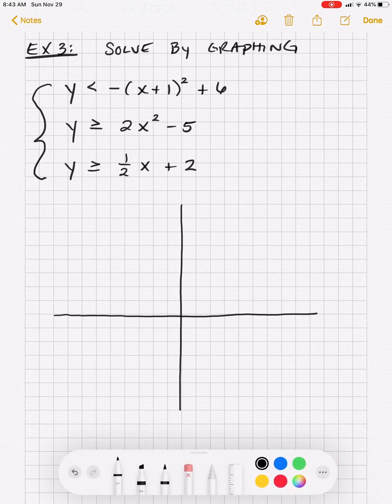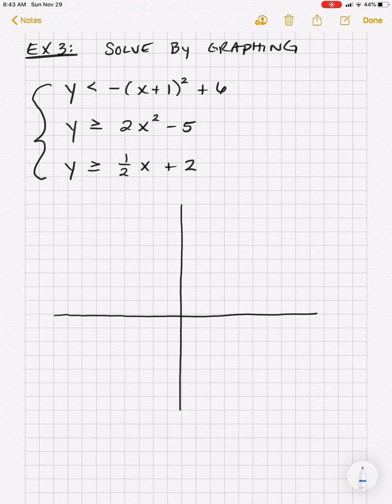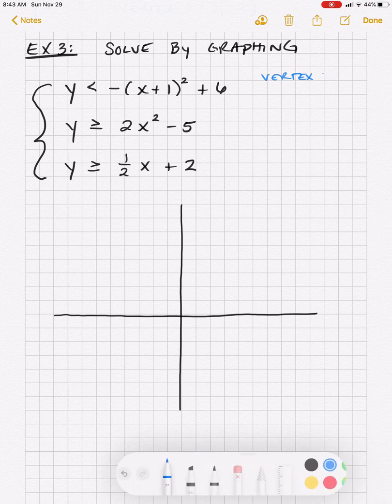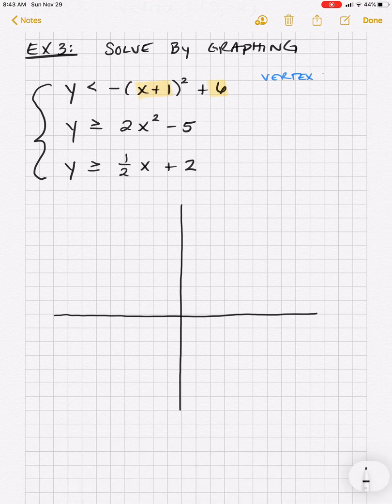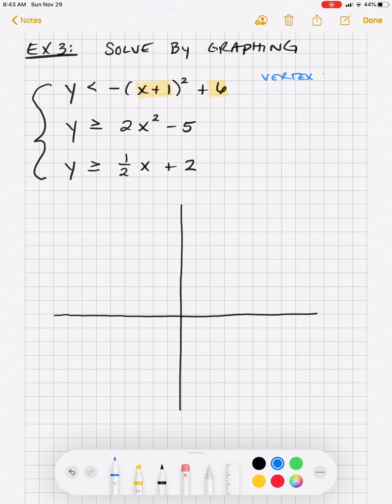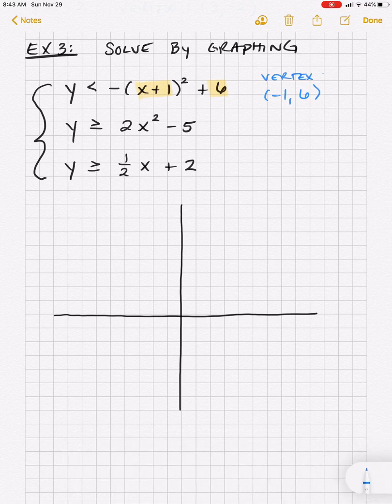So the first thing I notice is that the first equation right here is in vertex form. Vertex form is the most convenient for graphing because we can get our vertex by taking the opposite of this right here, and this right here. So again, this x plus 1 means that it is shifted left 1, so the vertex is going to be -1, and the plus 6 means it's shifted up 6. So let's go ahead and graph this parabola.